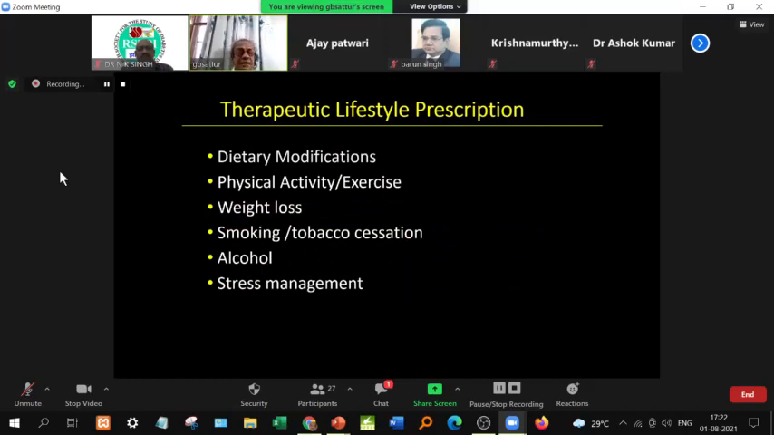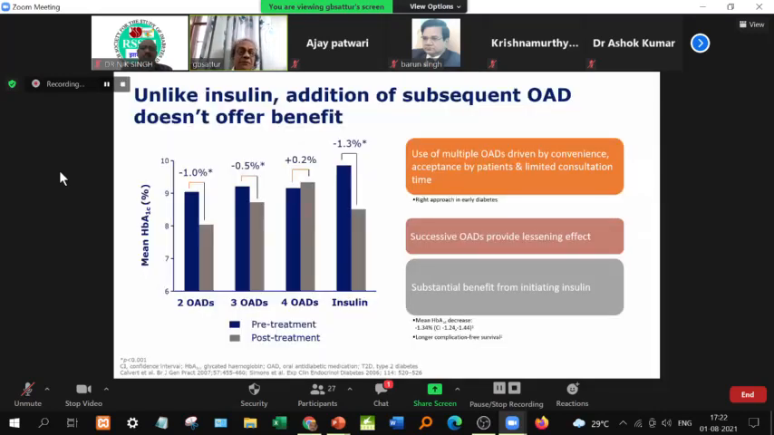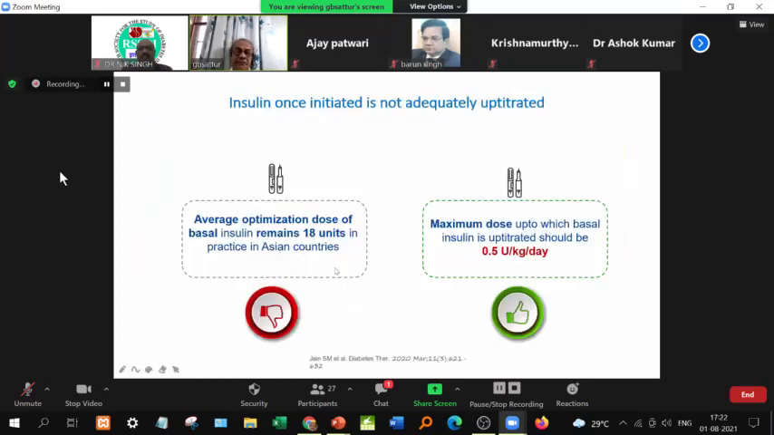And you know other things like weight loss, smoking cessation, alcohol reduction, where recent studies have shown alcohol is not useful in Southeast Asians. It could worsen the outcomes in ASCVD, and of course stress management. And we know all this. I don't want to go into this. Many OADs are not going to be as effective as initiating and up-titrating insulin when you tend to use it. This is again a good thing here. One slide I want to emphasize.